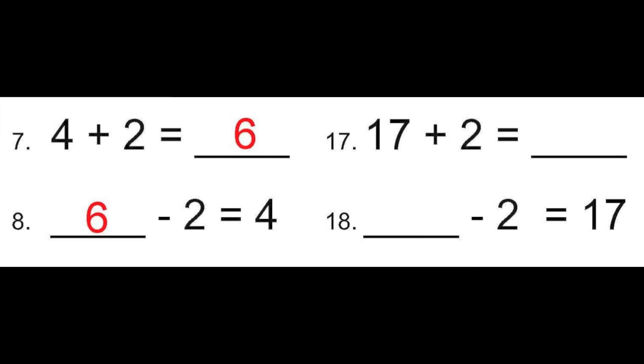On the problems next to that, number 17 and 18, first we have 17 plus 2, which equals 19. On number 18, we're going to put that 19 into the blank spot, so we have 19 minus 2 equals 17, because the subtraction problem will begin with the number that finished the addition problem.